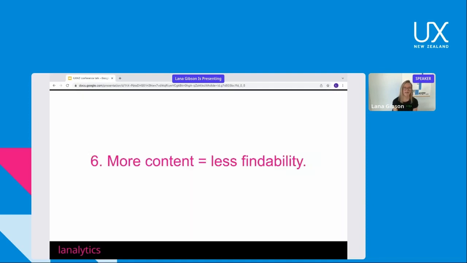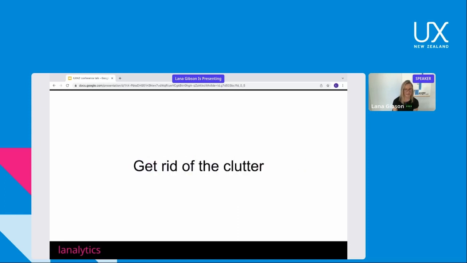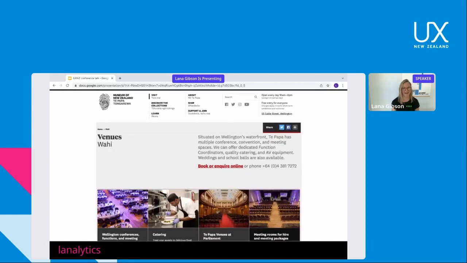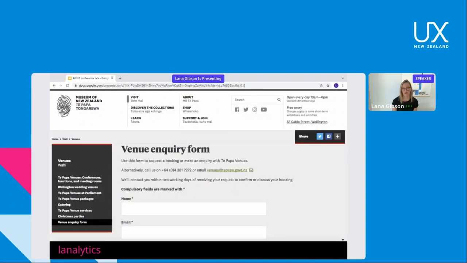Six is more content equals less findability. So get rid of the clutter. A good example of this is Te Papa Venues. They provide venues for conferences, weddings, school balls, meetings, and you can book or inquire online with their inquiry form. Now, this form had over 20 fields. It was huge. You can't see, but it just scrolled down forever.